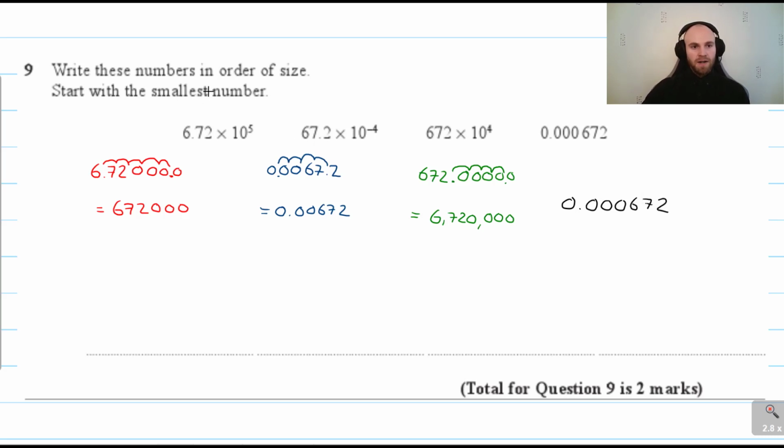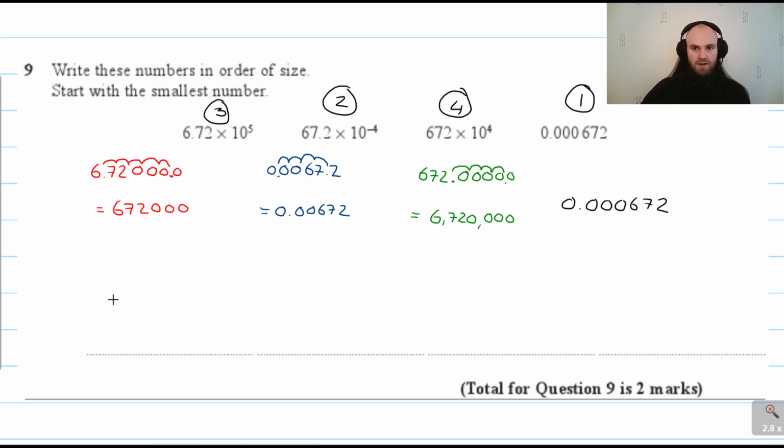So start with the smallest number. We need to put them in order. Well, what is going to be the smallest? Well, this one has 3 zeros before the 672. This one only has 2. So this one is going to be the smallest. Then this one. Then we have 672,000 or 6 million. So this one is going to be number 3, and this one is going to be the largest, the 6 million one.